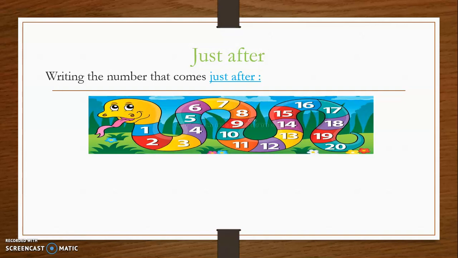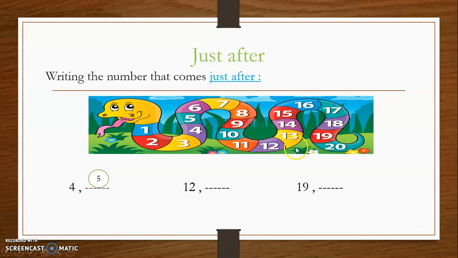First, just after. We are going to write the number that comes just after. Here I have a snake containing numbers from 1 till 20. I'm going to write the numbers that come just after 4, 12 and 19. Here I have 4. What is the number just after 4? It's 5. I write 5.